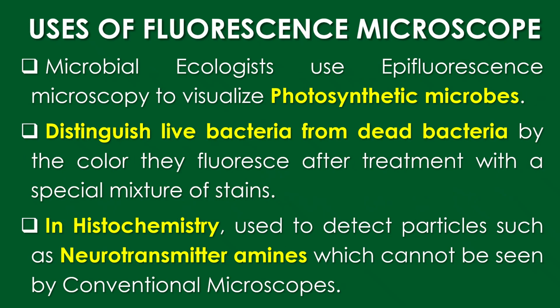Next, the fluorescence microscope is also used by microbial ecologists to visualize photosynthetic microbes for the observation of the various photosynthetic pigments. And the fluorescence microscope is used to differentiate live bacteria from dead bacteria by the color they fluoresce after treatment with a special mixture of stains. In histochemistry, the fluorescent microscope is used to detect particles such as neurotransmitter amines, which cannot be seen by conventional light microscopes.